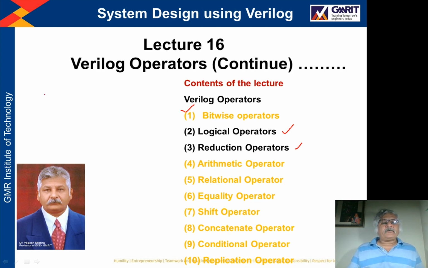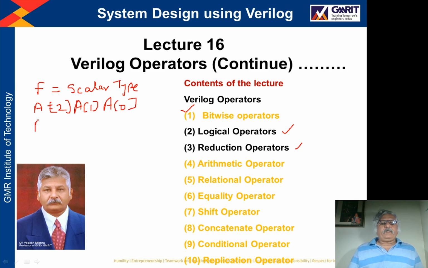Let us assume F is a scalar type, a single bit type, and A is a 3-bit element, like this: A2, A1, A0, and B is another operand. This is also 3 bits: B2, B1, and B0.